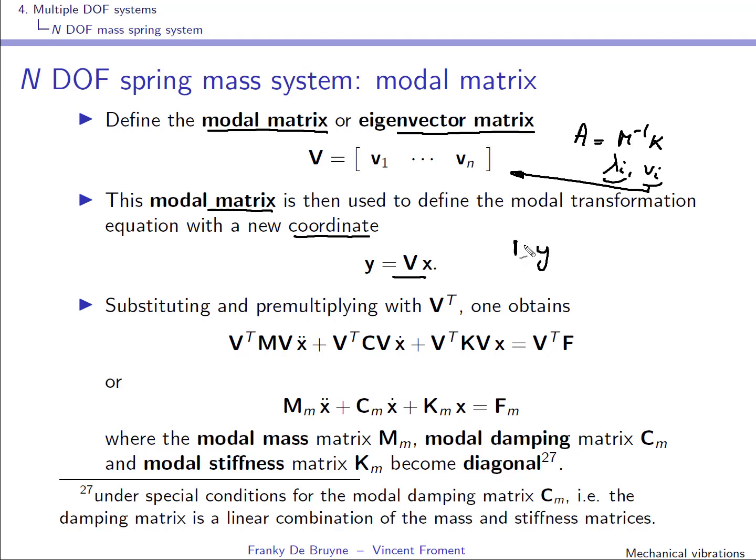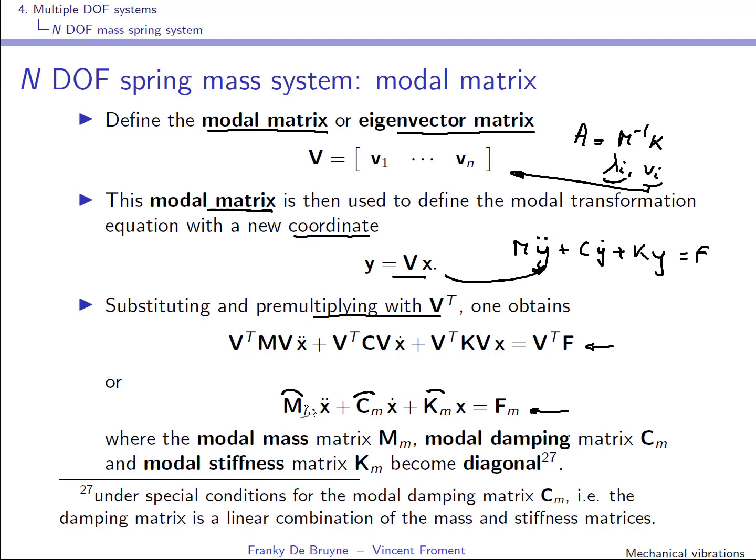So we can take our equation m y double dot plus c y dot plus k y is equal to f, and if we inject that in here and we pre-multiply by V transpose, this is the equation that we're going to obtain, and you can rewrite this as this equation here, where this one is diagonal. It's the modal mass matrix. This will be called the modal damping, and this is the modal stiffness.